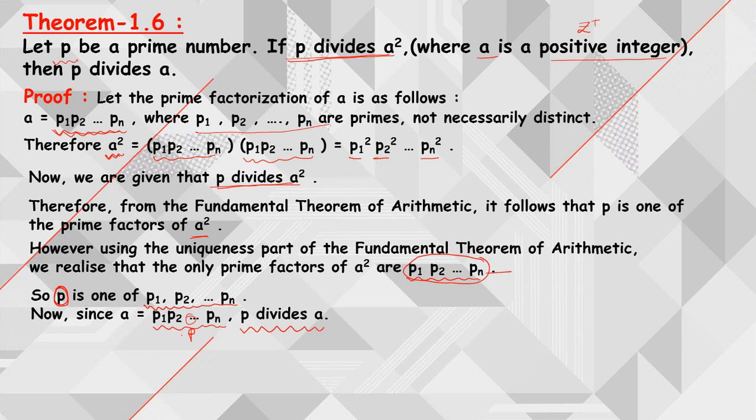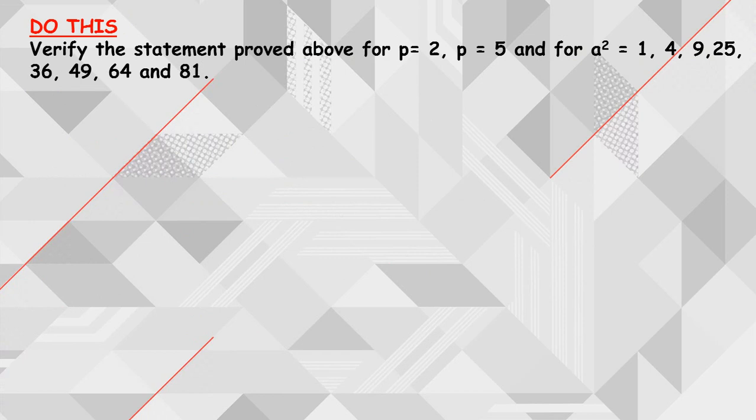Now based on this, we are going to have one problem, and we are going to solve it. We need to verify the statement. So what is meant by a statement? A statement is nothing but a sentence which can be either true or false, but not both. You have already learned this in your 9th class, right? Now here p is a prime number, so p is equal to 2 and p is equal to 5.